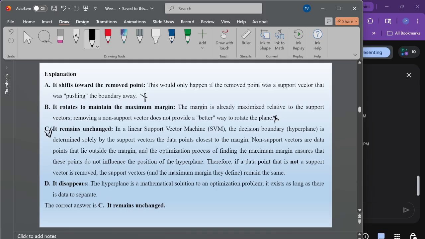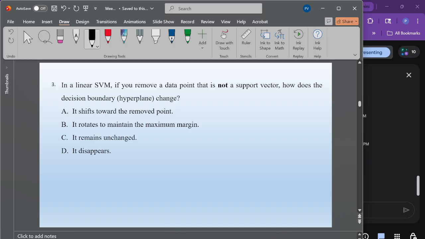And let's check option D also, it disappears. The hyperplane is a mathematical solution to an optimization problem, so it exists as long as there is data to separate. So it will not disappear. The correct answer is option C, that is it remains unchanged.